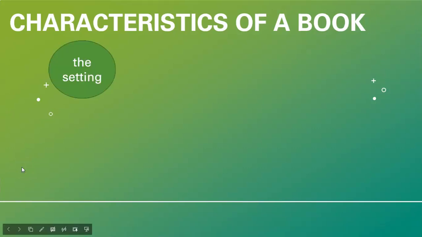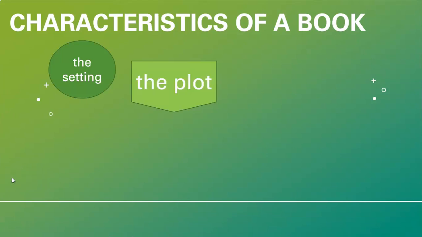How about the setting? The setting is a characteristic of a book. Likewise, the plot, what the characters are doing, what the action and the story involves, that's a characteristic of a book. The genre itself, sci-fi, historical fiction, realistic fiction, fantasy, right?